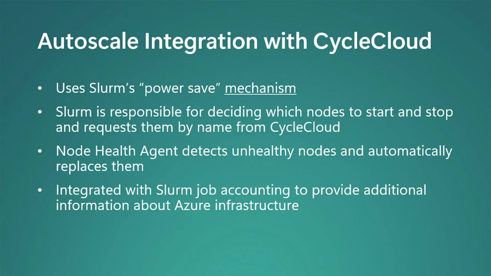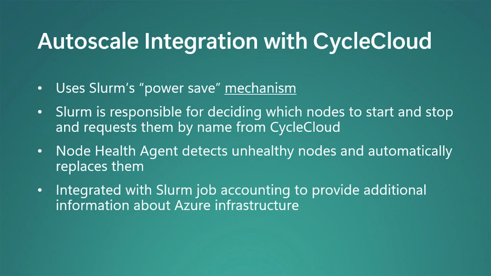If we dig in a little bit more into the actual integration with CycleCloud itself, we actually take advantage of Slurm's power save mechanism. This was developed back in the day for on-prem customers who wanted to power down nodes when they weren't being used and then power them back up when jobs came in the queue. That same model, it turns out, works really well in the cloud because that's exactly what people want to do. They want to turn nodes off when they're not using them, turn them back on when they have work to do.